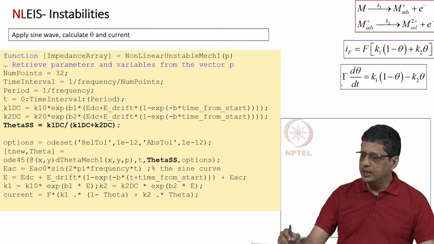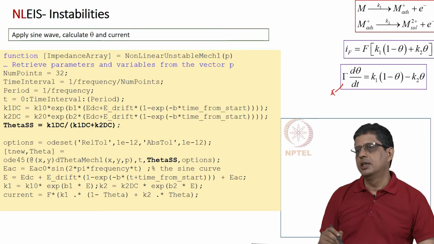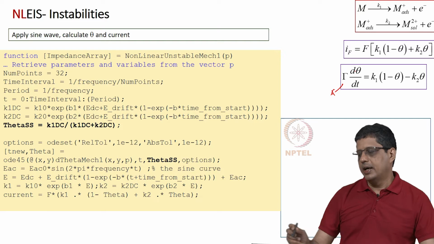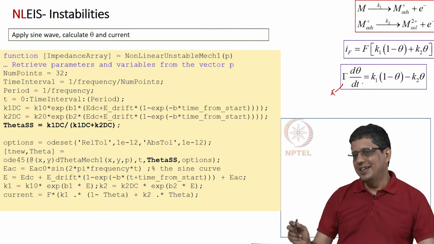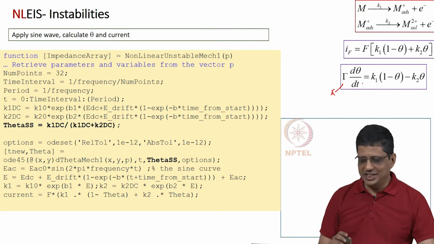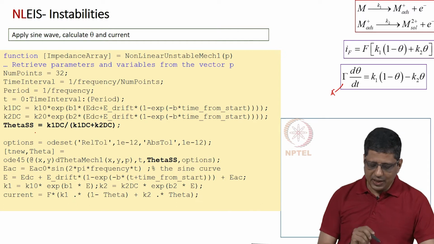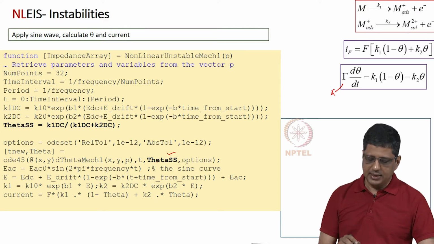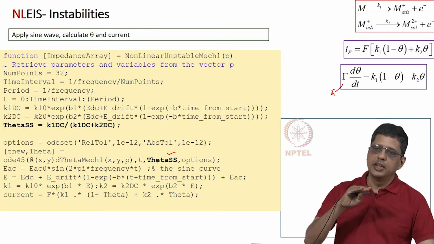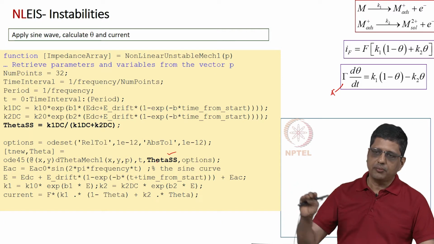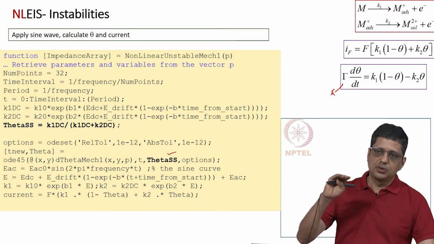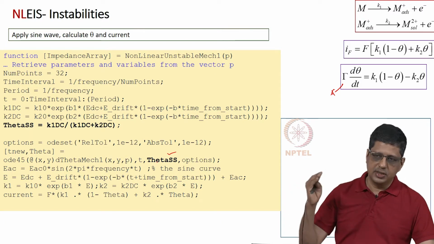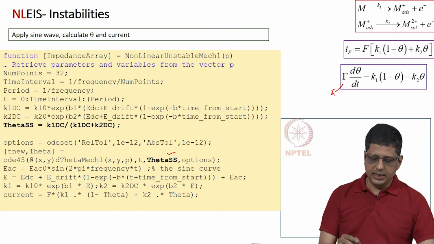We need to integrate this equation, we need to specify what is the theta steady state, and that theta steady state is going to change because the EDC is changing. So, every time you need to calculate the new theta steady state and then send it as initial value. If DC potential is slowly changing, we assume theta is also slowly changing, and we can call it a pseudo steady state. Right now we are calling it a steady state.